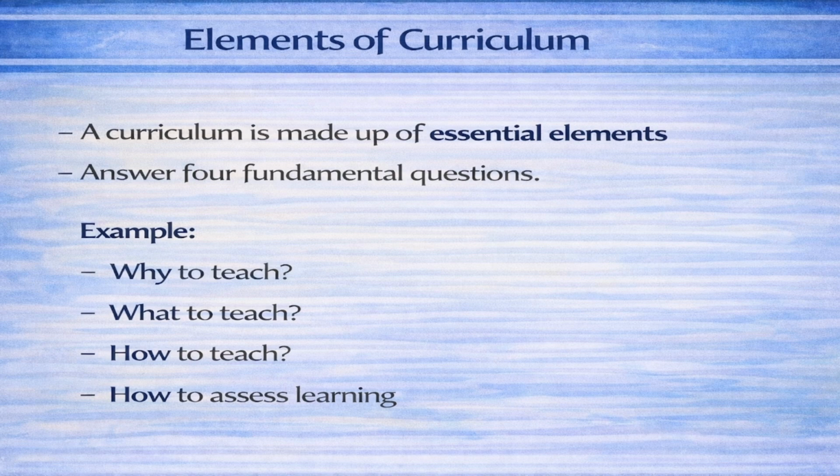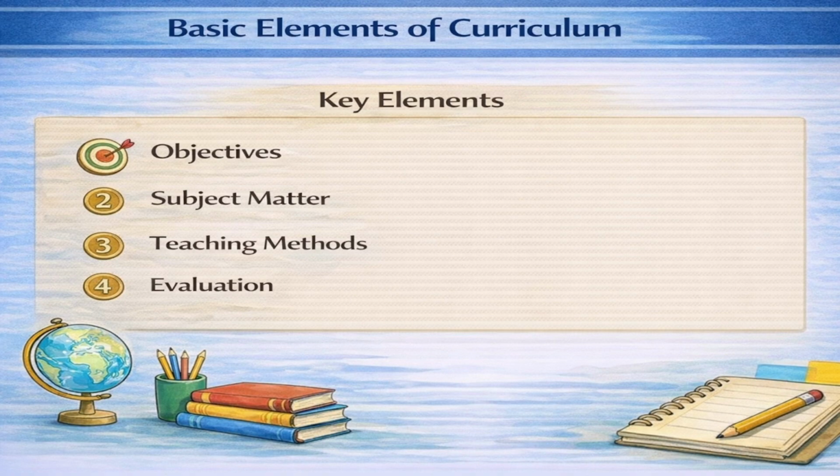And these elements of curriculum answer four fundamental questions such as why to teach, what to teach, how to teach and how to assess learning. These help in setting realistic and achievable objectives, help in deciding the subject matter, courses and topics. These help in setting appropriate teaching methods and strategies and guide in choosing suitable evaluation techniques and approaches. The elements of curriculum are objectives, subject matter, teaching methods and evaluation.